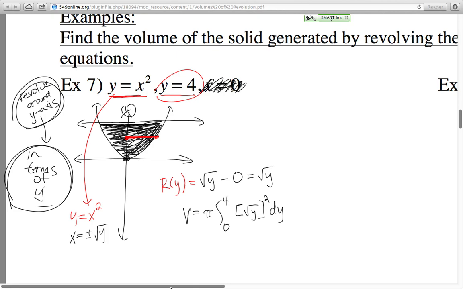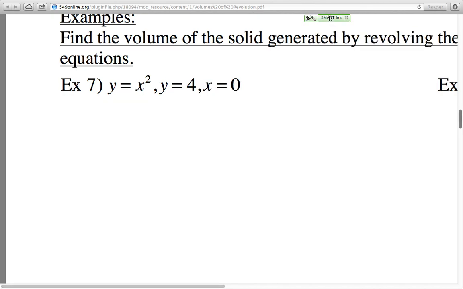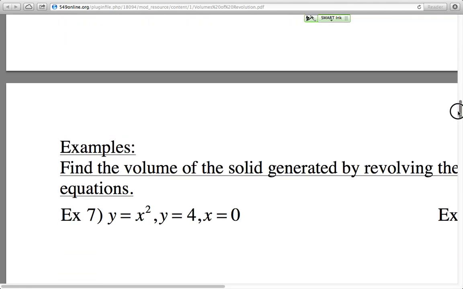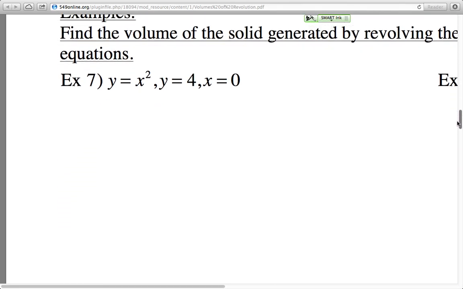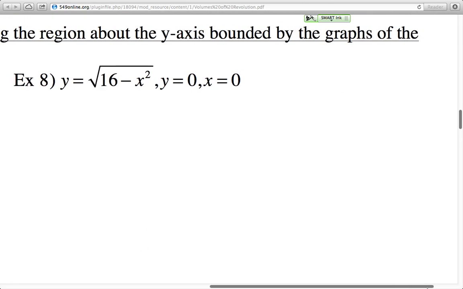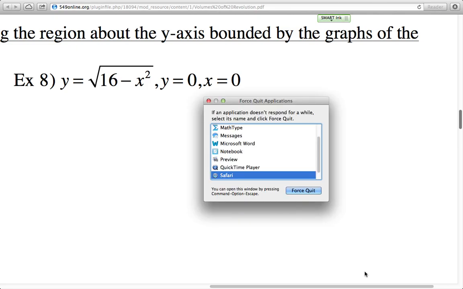Why don't you try the next one on your own? Try example 8. Now I'd graph it before you solve for x, because I think it's way harder to look at. I'm going to try and speed my board up a little bit here. I have way too many things running in the background.